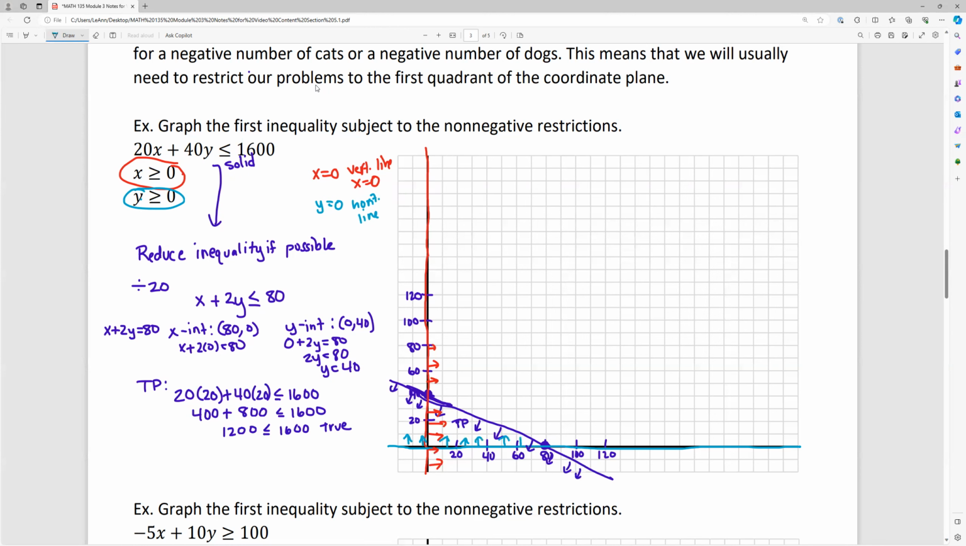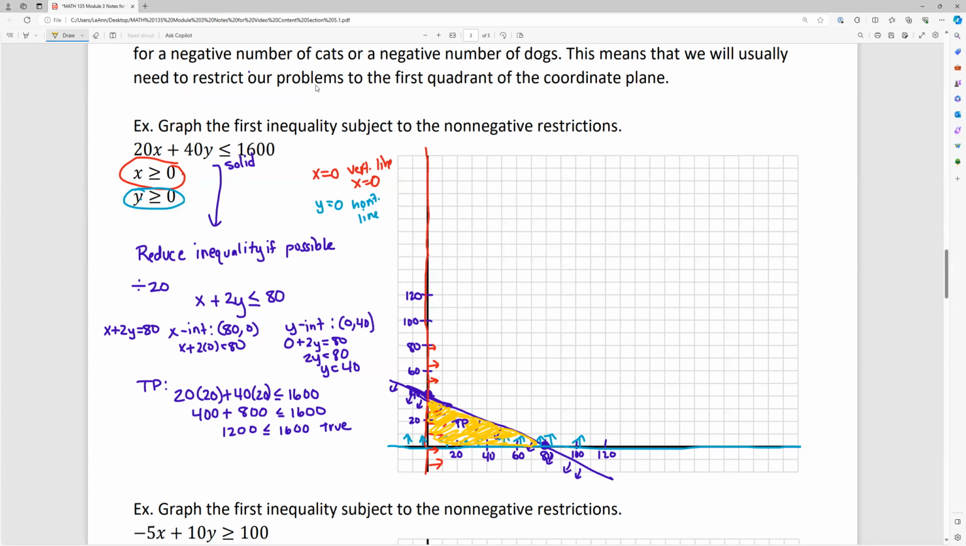So for this specific problem, when you see this in your homework and it says graph this, subject to the non-negative restrictions, not only do they want us to shade where the inequality that we're dealing with, the first one, is true, but also where x and y are greater than or equal to 0. So we're just shading that intersection or overlap. So that's right here in the middle. So it's this little triangle.